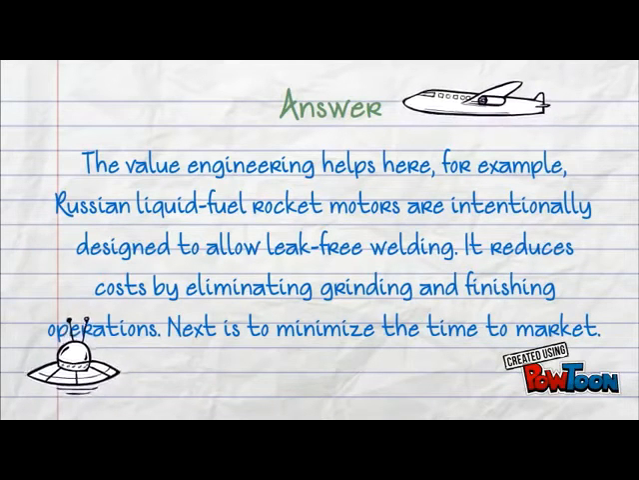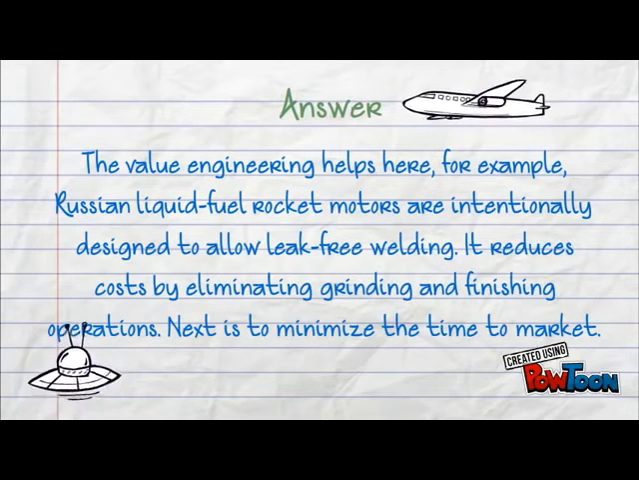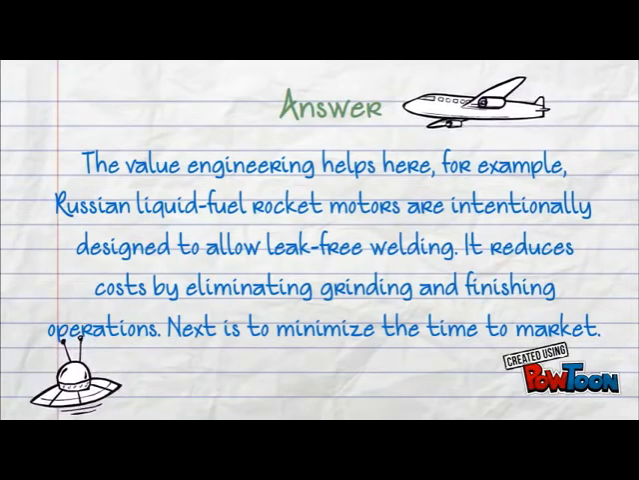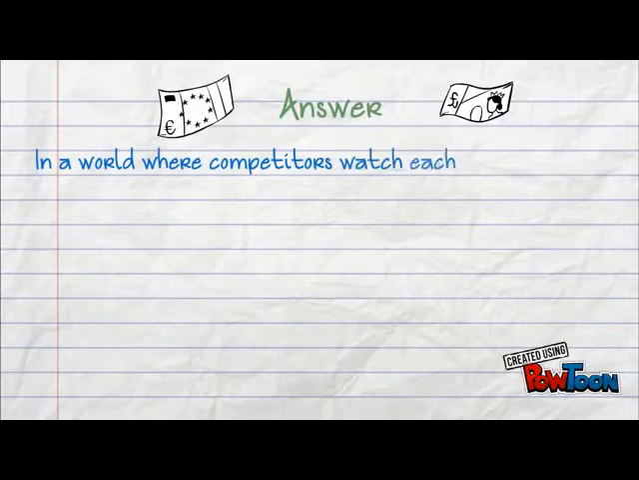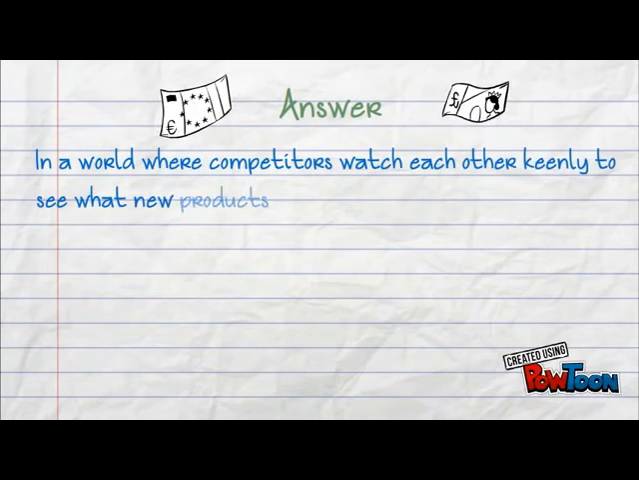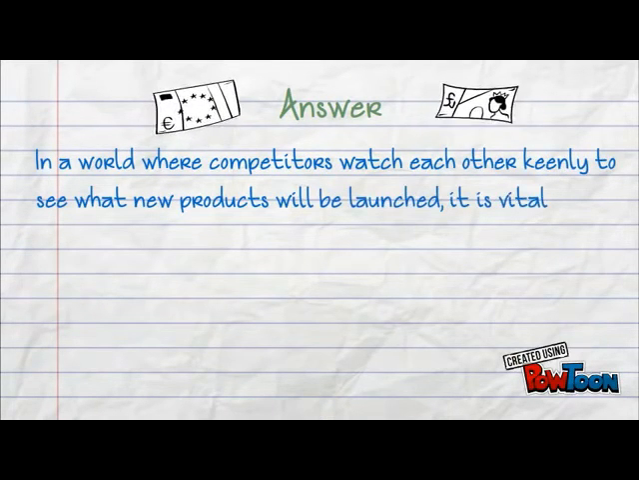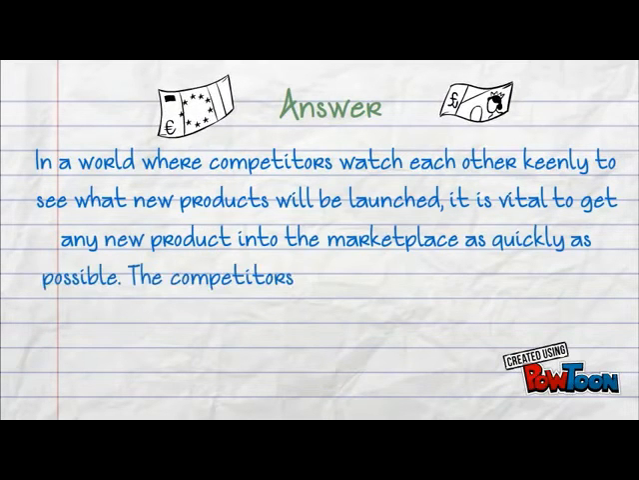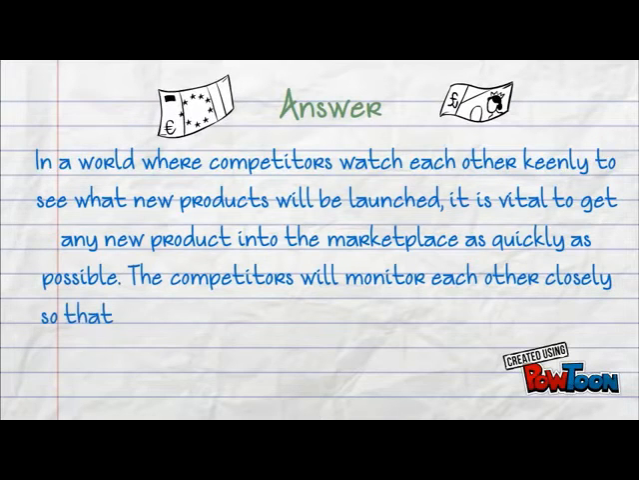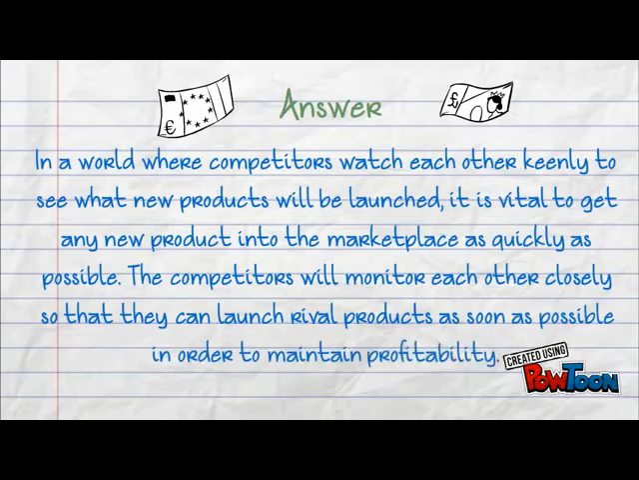Next is to minimize the time to market. In a world where competitors watch each other keenly to see what new products will be launched, it is vital to get any new product into the marketplace as quickly as possible. The competitors will monitor each other closely so that they can launch rival products as soon as possible in order to maintain profitability.